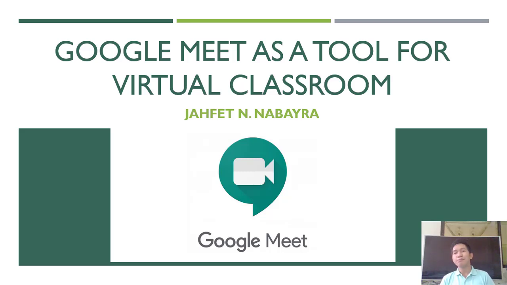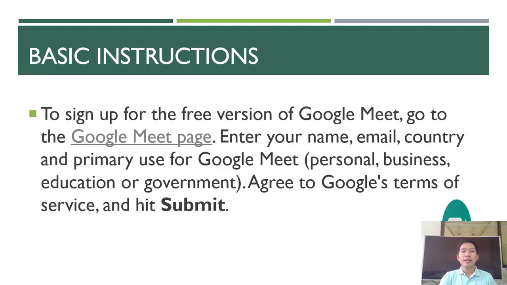So let's try to explore Google Meet. Here are the basic instructions. To sign up for a free version of Google Meet, go to the Google Meet page, or you can just put meet.google.com. I will show it later on. Or just click in your Google account the icon Meet and then enter your name, email, country, and primary use for Google Meet, agree to Google's terms of service, and hit submit. So that's it. That's how you start using Google Meet. But if you already have a Google account, then you can proceed to using Google Meet.